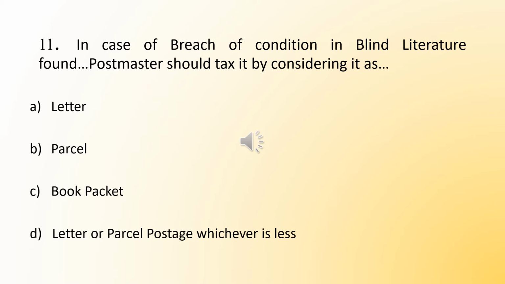Question number 11. In case of breach of condition in blind literature found, postmaster should tax it by considering it as option A, letter, option B, parcel, option C, book packet, option D, letter or parcel postage, whichever is less. The correct answer is option D, letter or parcel postage, whichever is less.